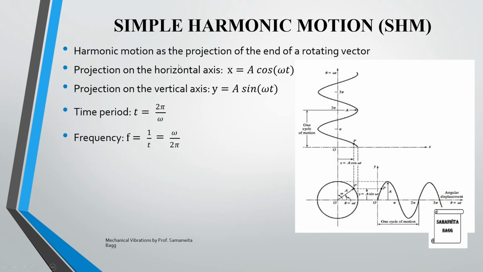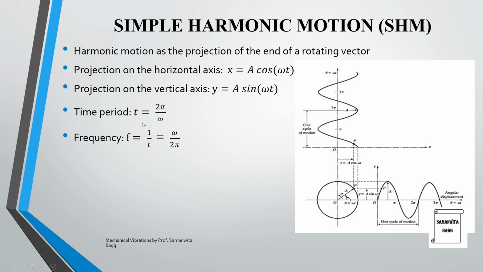Harmonic motion as the projection of the end of a rotating vector. You can see here, it's the same thing that we just saw. Projection on the horizontal axis: x is a cos omega t. This is the cos wave. And projection on the y-axis will be a sine wave, as you can see here.